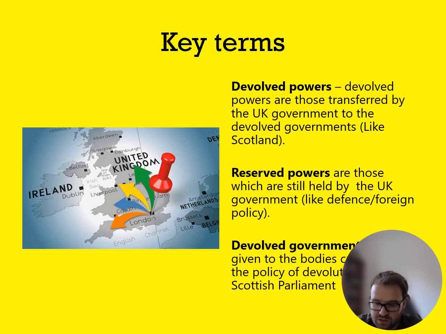Okay. And you've got the devolved governments themselves. These are the parliaments: the Scottish Parliament, Welsh Parliament, and the Parliament in Northern Ireland. Okay, so make sure you're familiar with those three terms, and they shouldn't be a surprise to you at this point, but note them down if you are unsure.